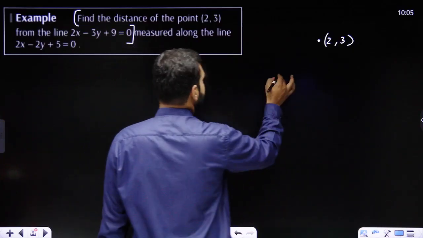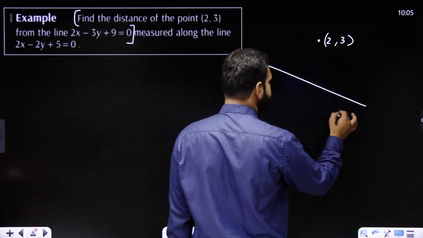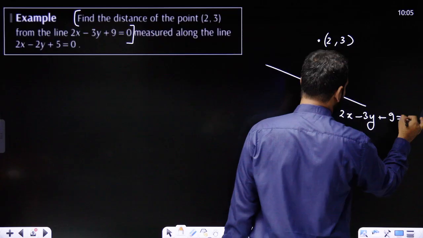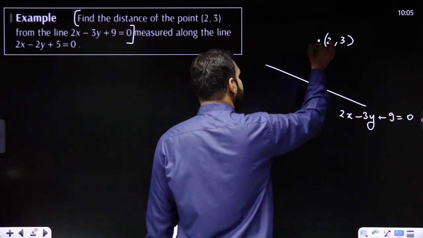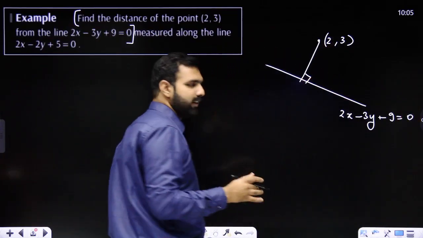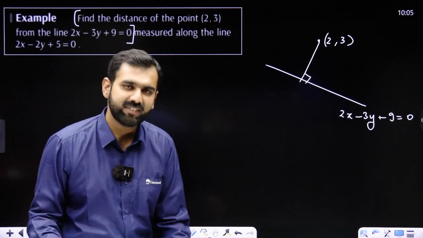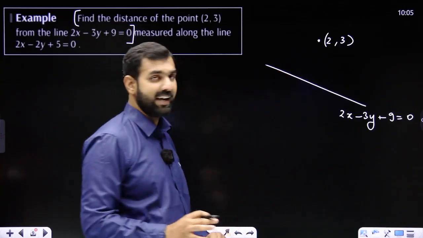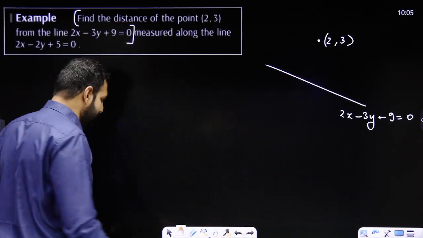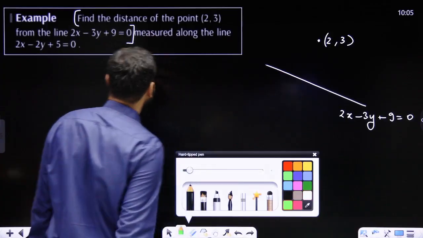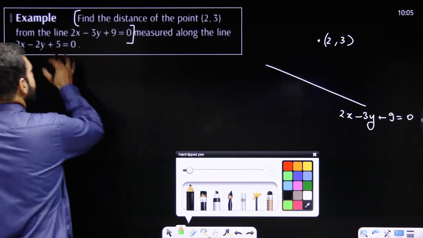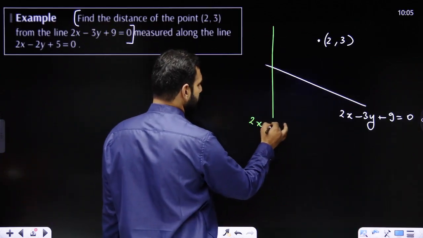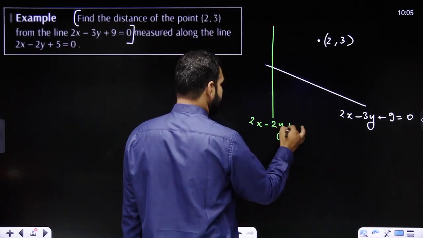And there is this line, let's say 2x minus 3y plus 9 is equal to 0. Now, some of you might think that this is what they are asking. Yes, if nothing else is mentioned, we always take the distance to be perpendicular. So this is what you were supposed to do, but they have additionally specified something else, which is what you need to consider, that there is another line. Let's say the other line is 2x minus 2y plus 5 is equal to 0.